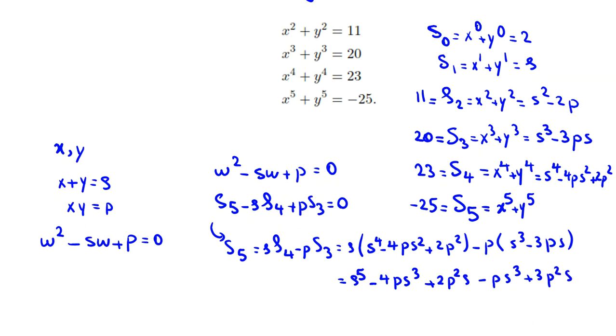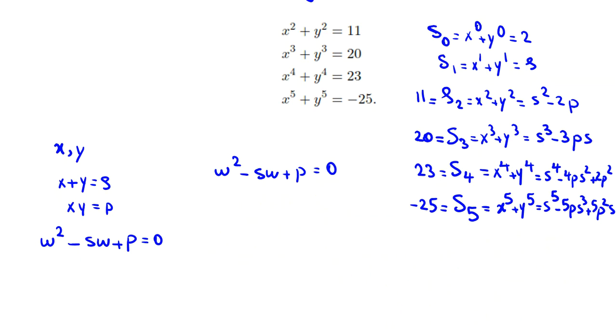So if we simplify, it will be s to the power of 5 minus 4ps cubed minus ps cubed minus 5ps cubed plus 2p squared s plus 3p squared s equals 5p squared s. So if we replace here, it will be s5 minus 5ps cubed plus 5p squared s. So let's erase. Now the last term that we should calculate, S6.